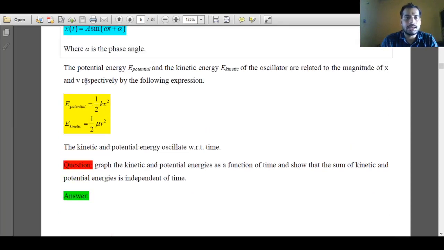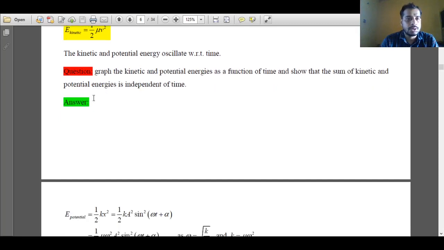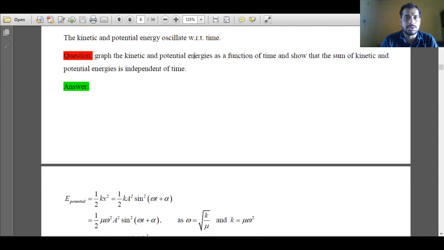Now what is the kinetic energy and potential energy associated with the oscillator? From classical mechanics, we know the potential energy is given as half k x square, and the kinetic energy is given as half m v square. Instead of m, we will use the center of mass coordinate, that is the reduced mass, given as mu. So the kinetic energy is half mu v square. Now kinetic energy and potential energy oscillate with respect to time. How they oscillate with respect to time, we'll see.